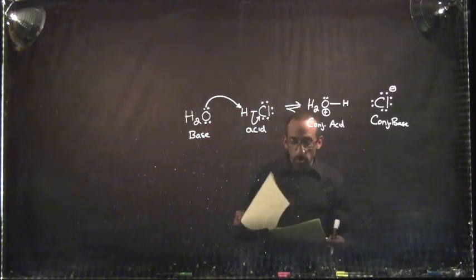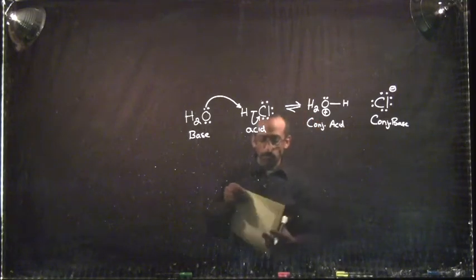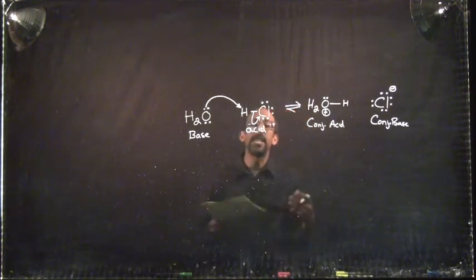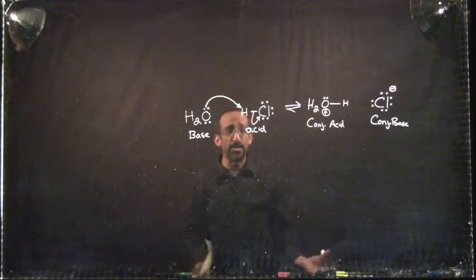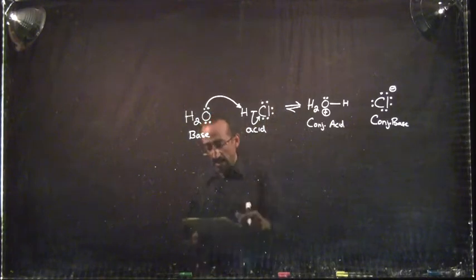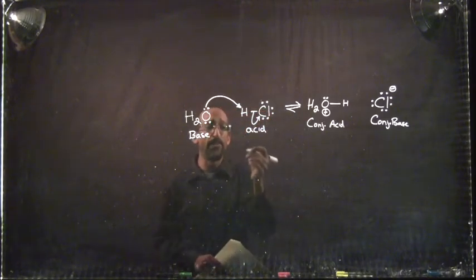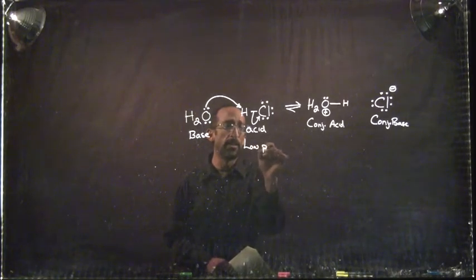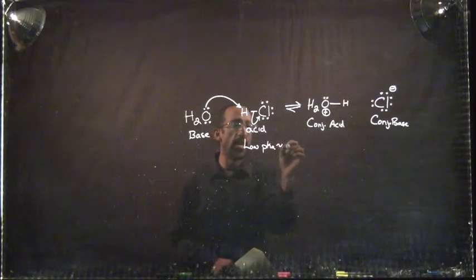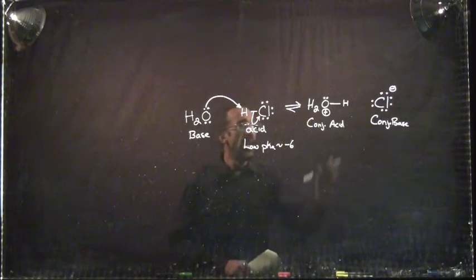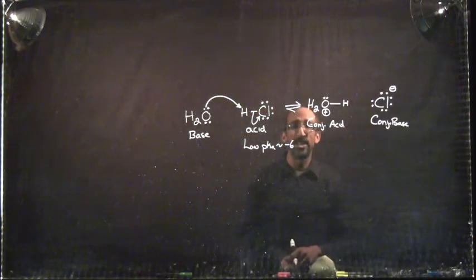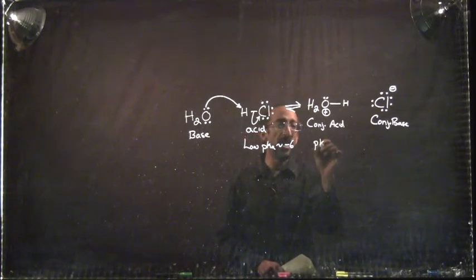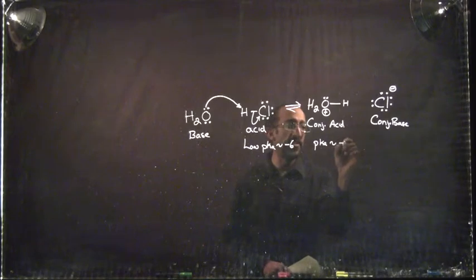Right? To determine which side of this equilibrium is favored, we need to compare the pKa's of our 2 different acid species. So we have HCl as one acid, which has a very, very low pKa, right? So this has low pKa, and it's approximately -6. H3O+, our conjugate acid, also has a low pKa. Its pKa is approximately -2.